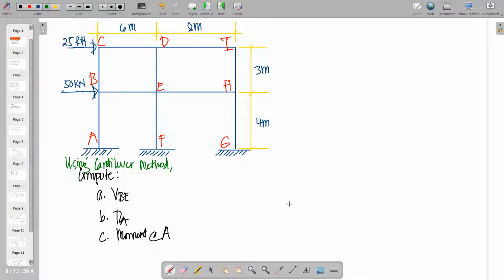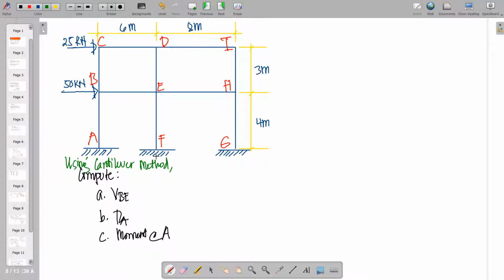Okay, so let us consider this as another example for the cantilever method. Although the frame is a low-rise building, because its height is less than the width, it is specified in the problem that we're going to use the cantilever method to solve for the shear along BE, the reaction at A, and the moment at A.